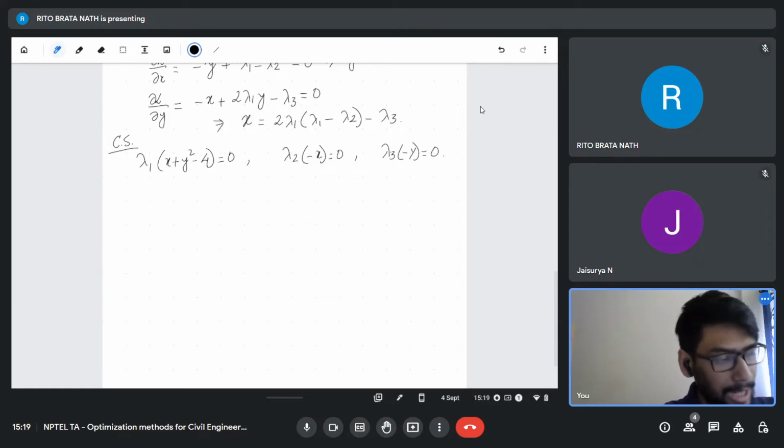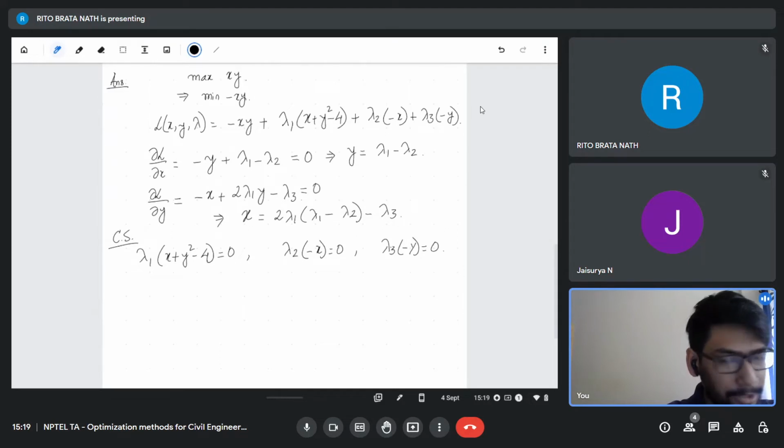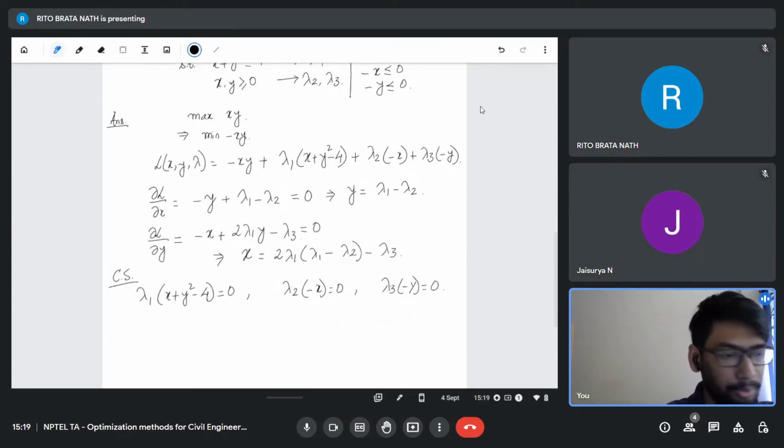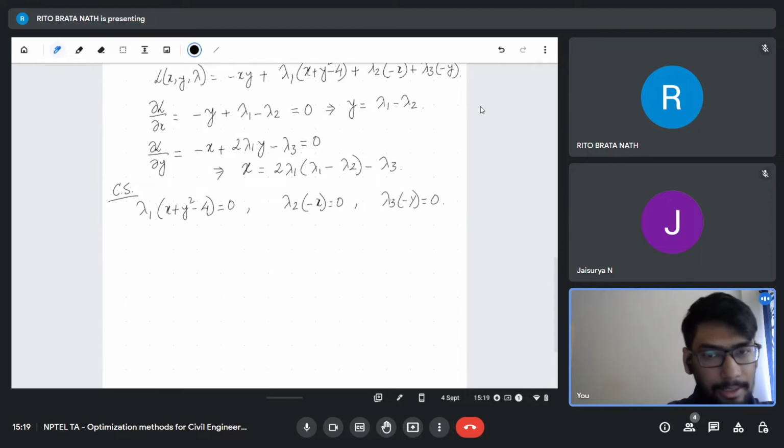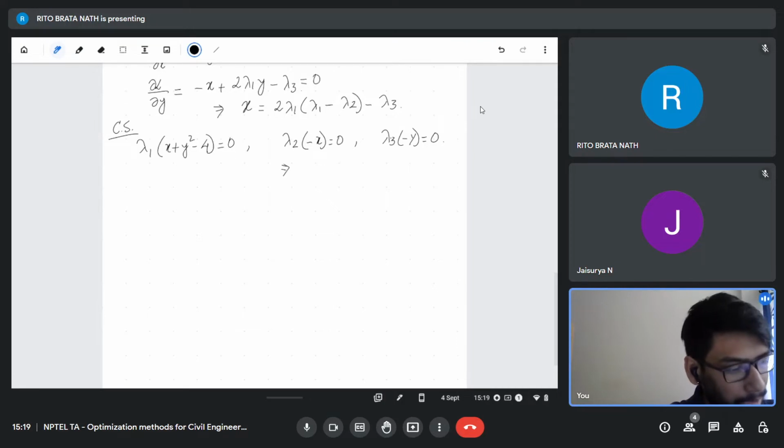So what you can notice is that you are trying to maximize this function xy. So if you are getting the value of x or y to be 0, then you are not improving anything. So it's like the minimum that you can get because x and y both are greater than or equal to 0. So what you can say is that x and y will never be 0 in this kind of setup. So that's why what you can directly write from here is that lambda 2 is 0 and lambda 3 is 0, since x and y cannot be 0.